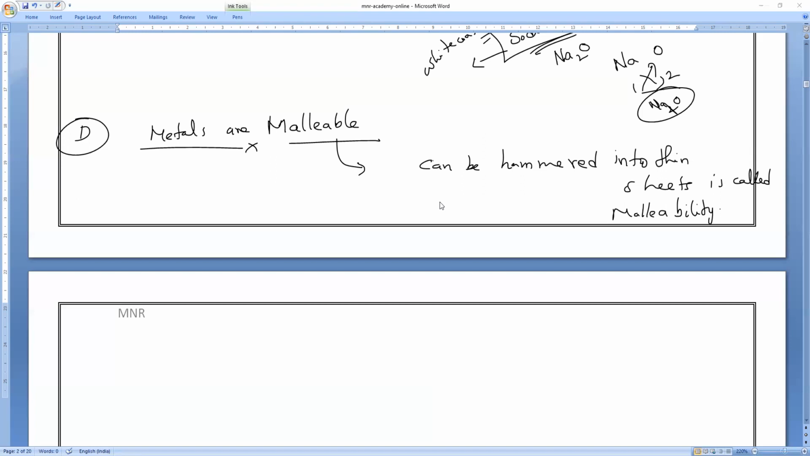Gold and silver are the most malleable metals. Please note that point. After that, aluminium. You remember aluminium is used to wrap chocolates. You buy Dairy Milk; the chocolate is wrapped in aluminium foil. Am I right? Girls, boys, everybody.